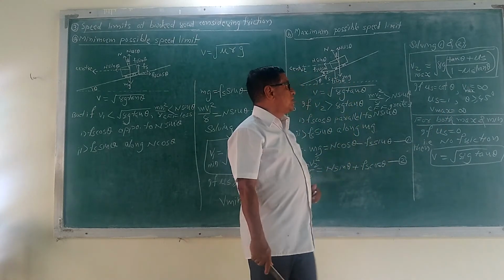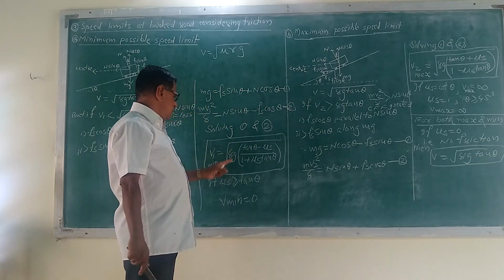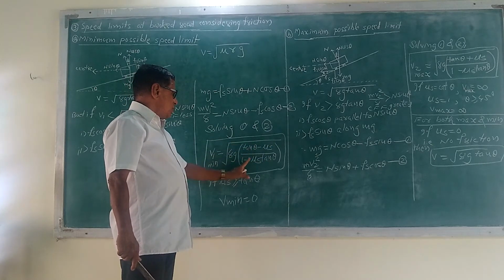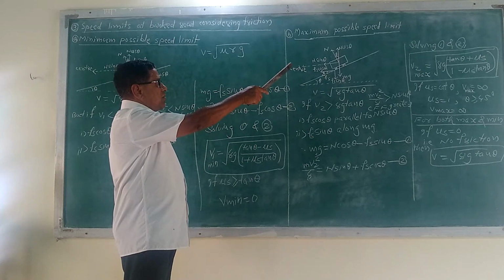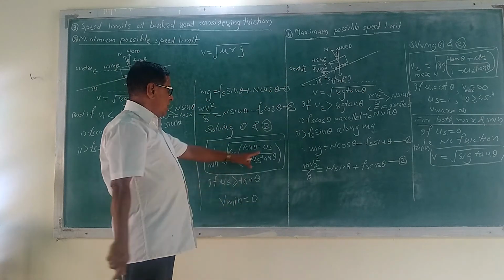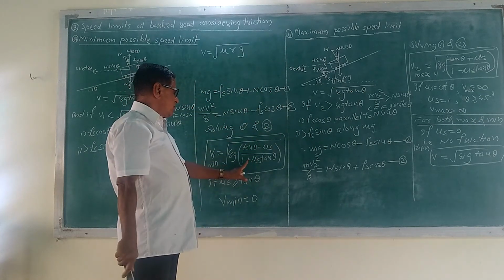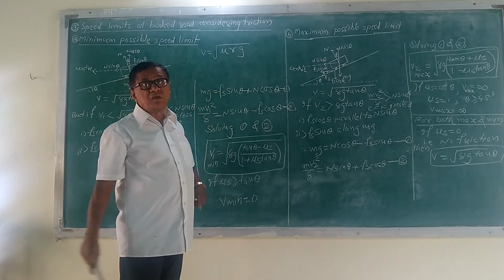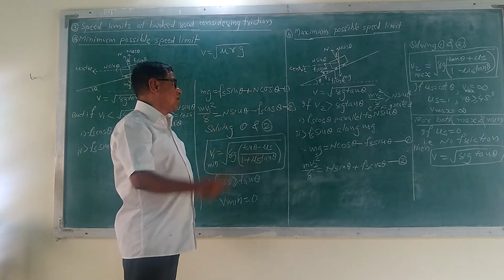Now if we observe these two equations, v1 is equal to root rg in the bracket tan theta minus mu s upon 1 plus mu s tan theta. The second equation is root rg tan theta plus mu s upon 1 minus mu s tan theta. Here there is a minus sign, there is a plus. Here there is a plus sign, there is a minus sign. That is, they are the same equation, with only the signs interchanged.